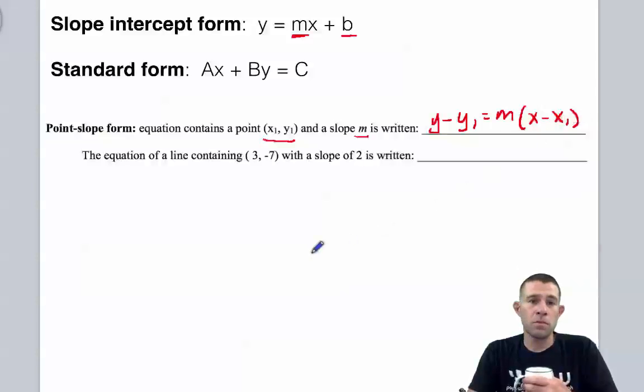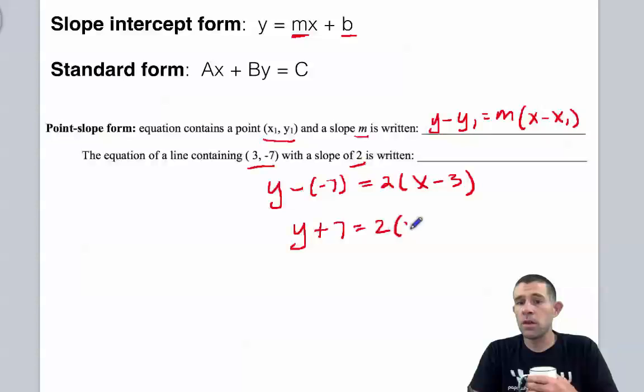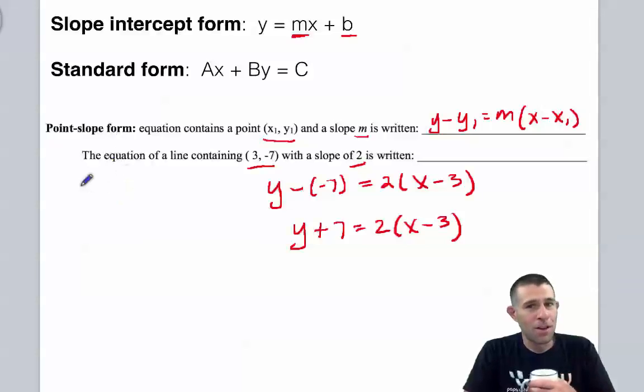So, for example, to write the equation of a line that passes through the point 3, negative 7 and has a slope of 2, it will simply follow this form. y minus a negative 7 is equal to 2 times the quantity x minus 3. You've noticed we've substituted in our 3 and our negative 7 and our slope. Now we should simplify the left-hand side to be y plus 7 is equal to 2 times x minus 3. And this is written in point-slope form. Let's take a look at a few more examples.